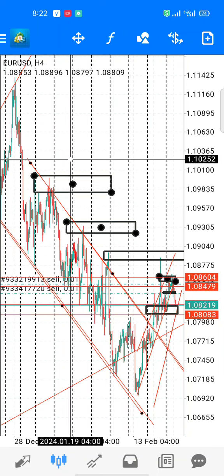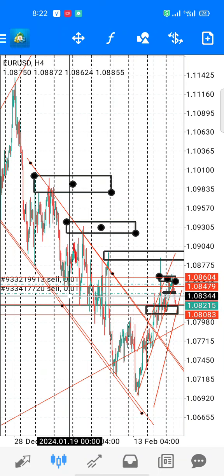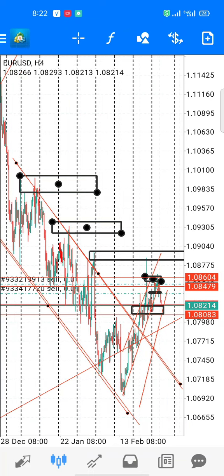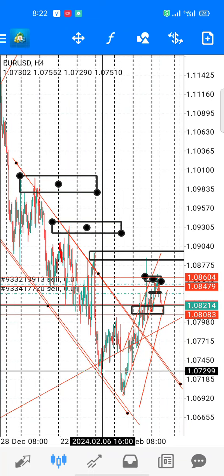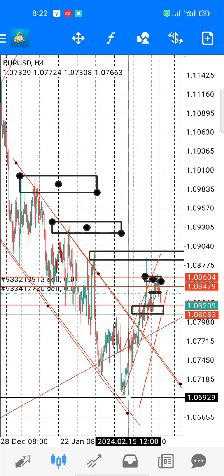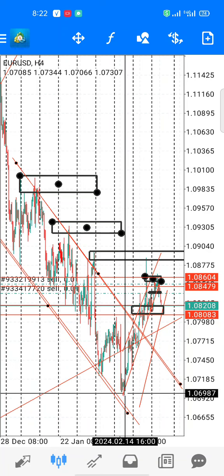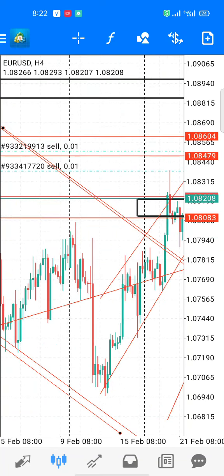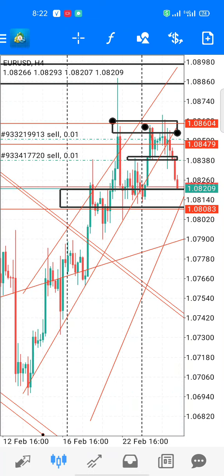So the market reached there, it retested from that zone, it went down, it reached here, it went down, it reached there, it went down. So when the market now reached this place, it went up, went down, and the market started bouncing up. When the market started bouncing up, let me zoom this in.